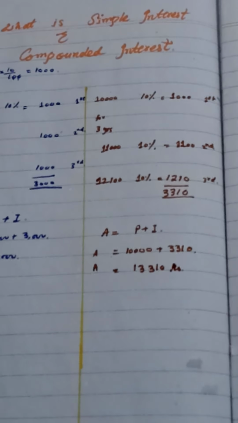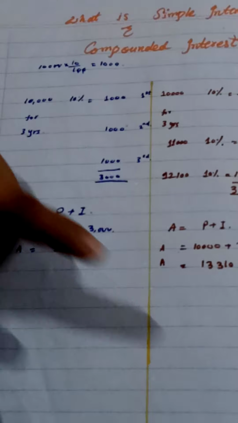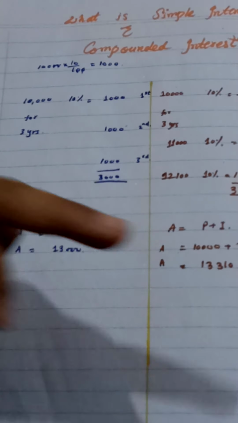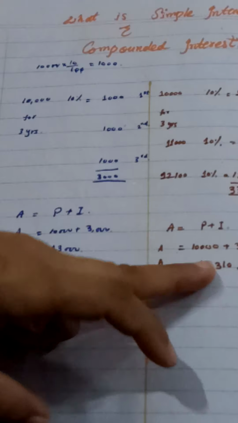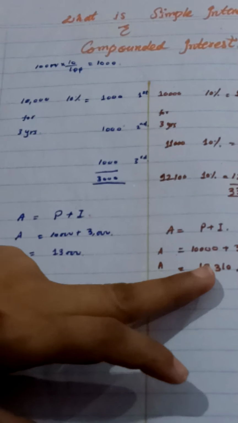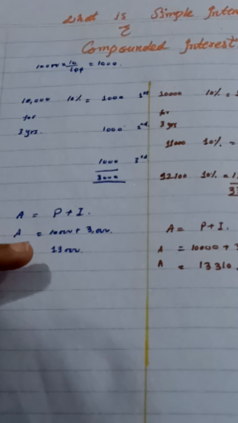It means that when we take a loan from a bank on compounded interest, we pay more. So after 3 years we pay the bank more than on simple interest.